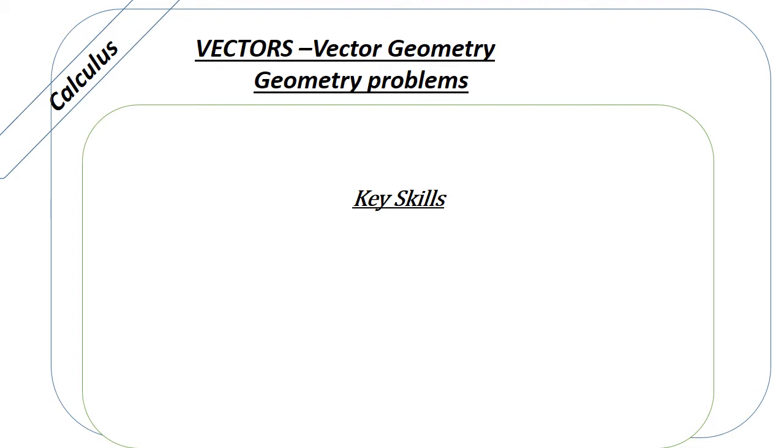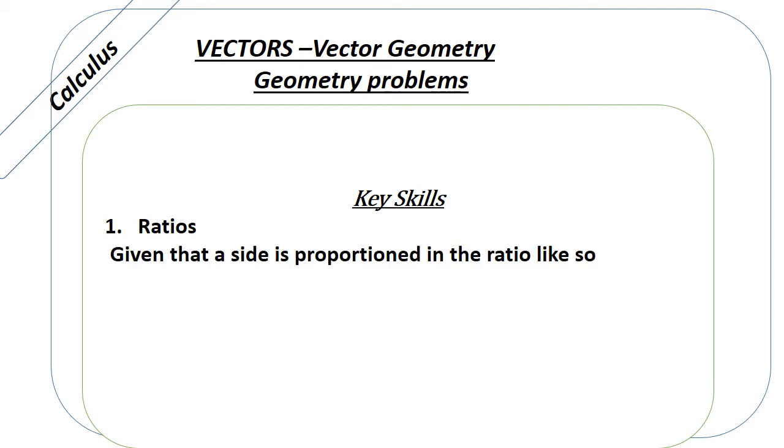So now we go to geometric problems. We're going to take a look at key skills that are needed to deal with vectors. The first is ratios. Given that a side is proportioned in a ratio like so, AB to BC is equal to 1 to 2. That's how questions are posed when it comes to geometric issues.